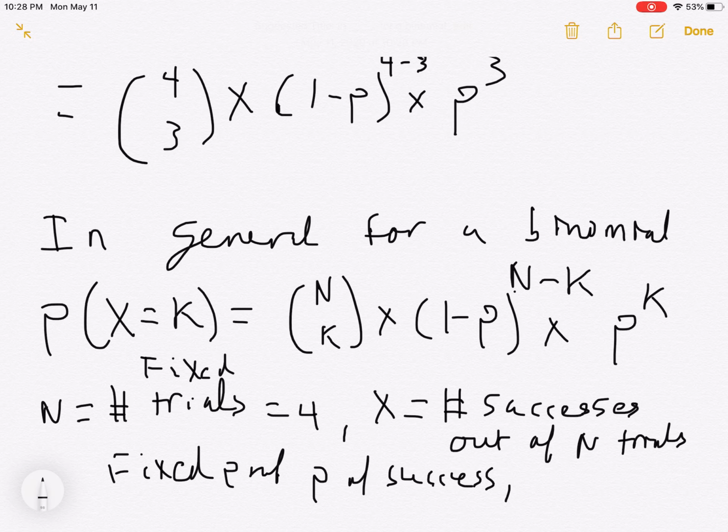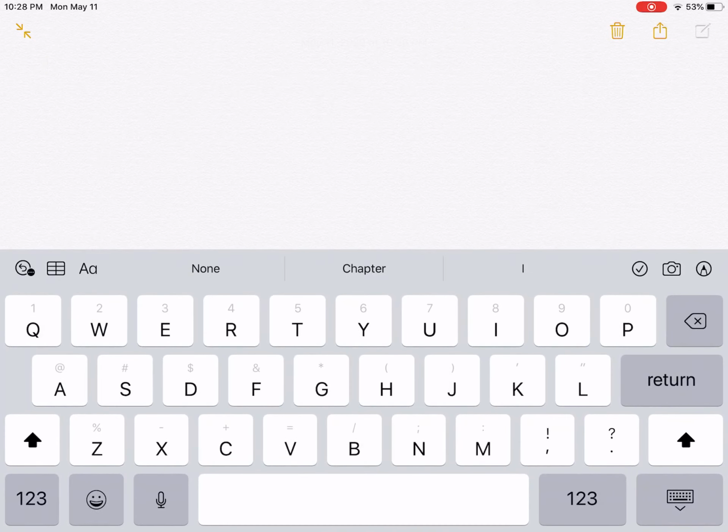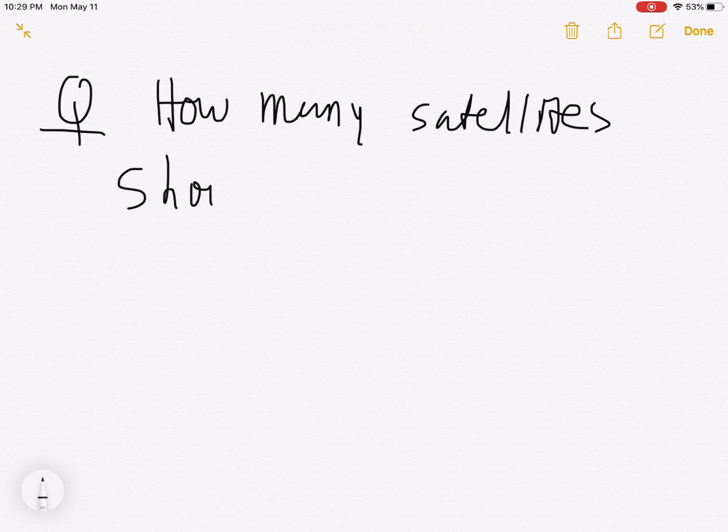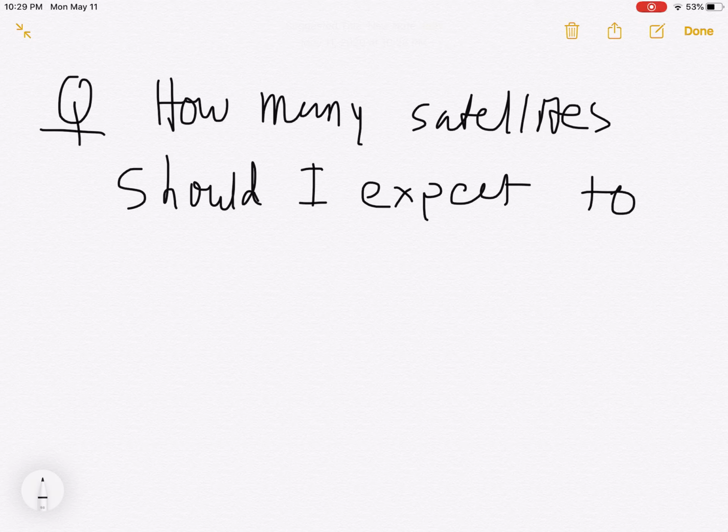And I also need independence. Now, if I am designing this defense system with the satellites, I'd like to ask this question. How many satellites should I expect to detect the missile?